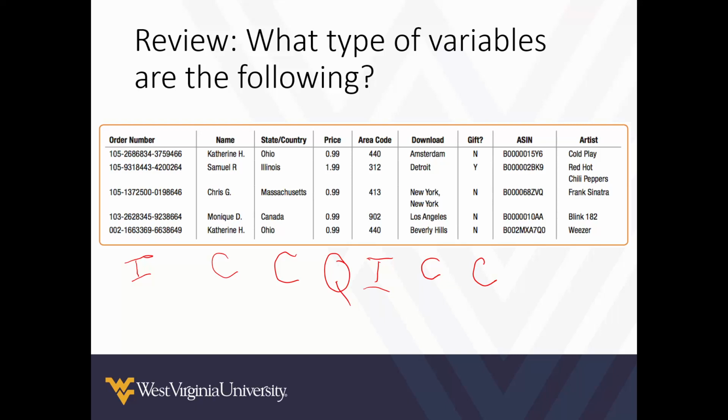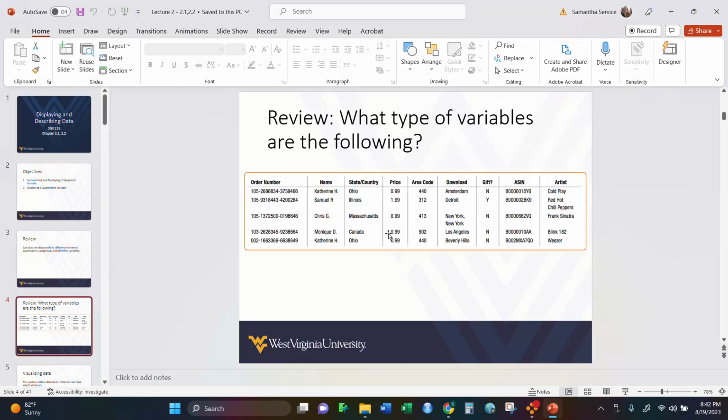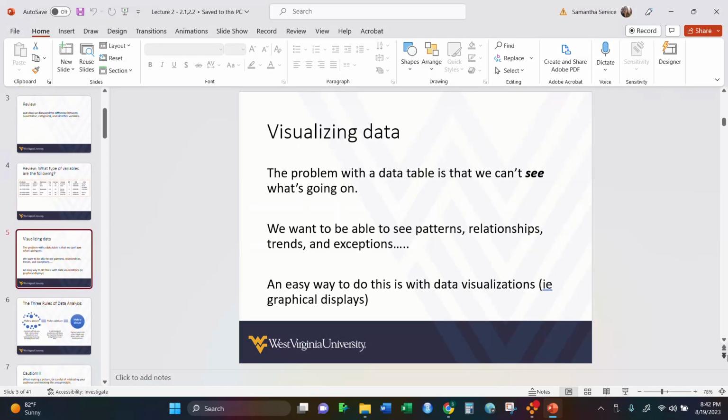The ASIN, I'm going to assume that's an identifier variable. I'm not entirely sure what that is. I could look it up, but from what I believe it is, that would be an identifier variable. And artist, that would be another categorical variable. So overall, we have one quantitative variable and then quite a few categorical and identifier variables. Let's keep going.